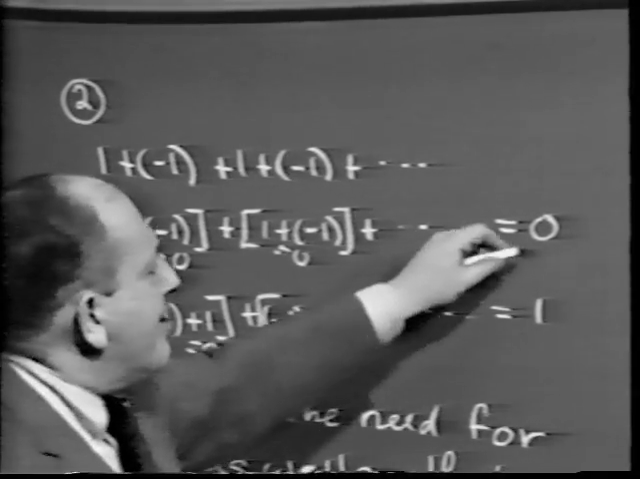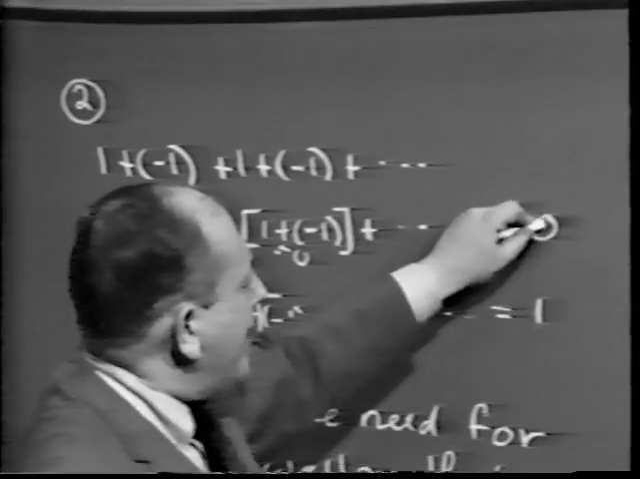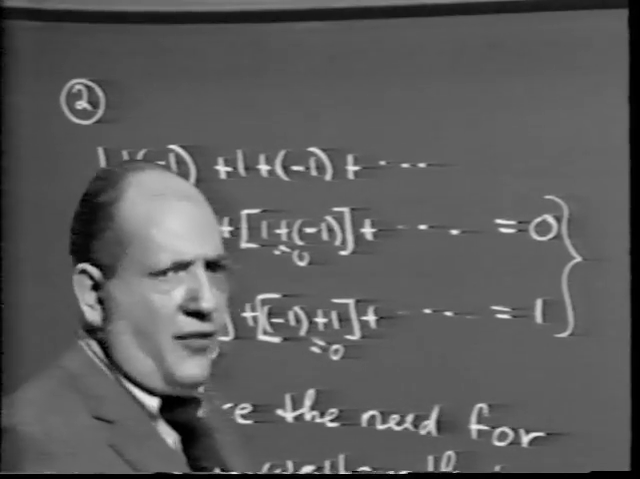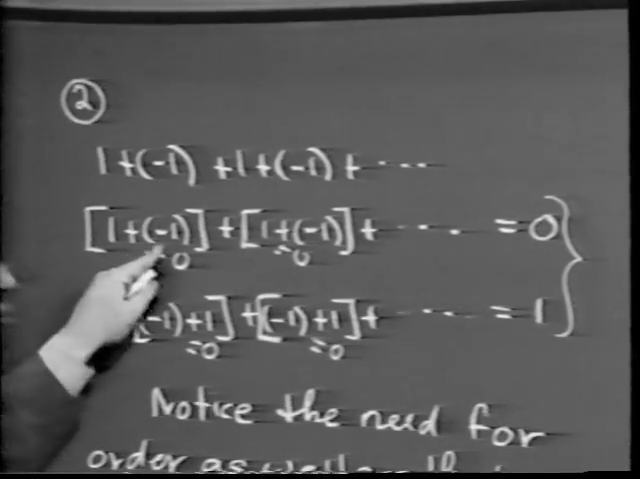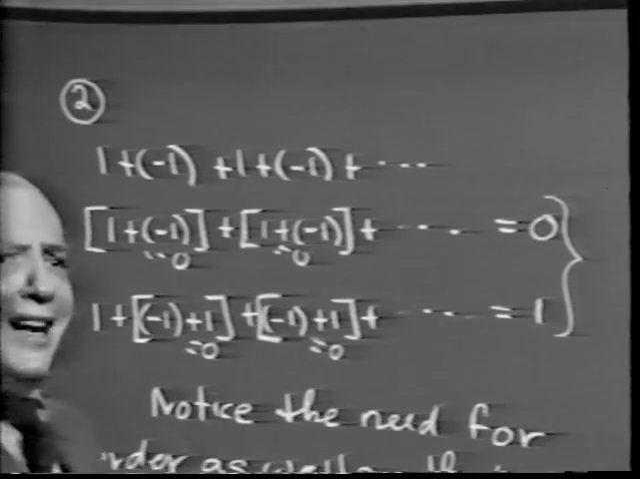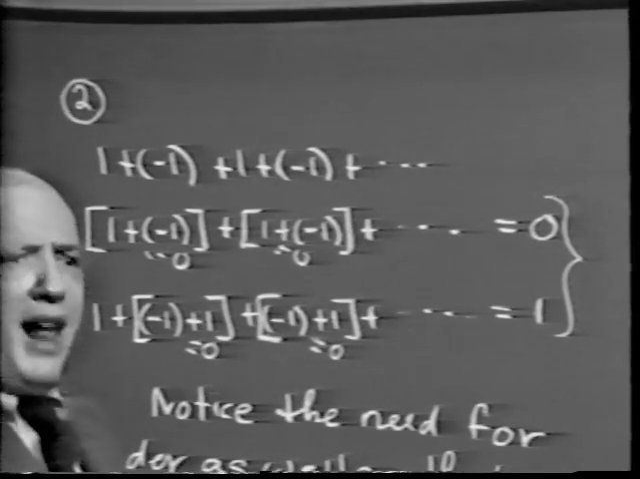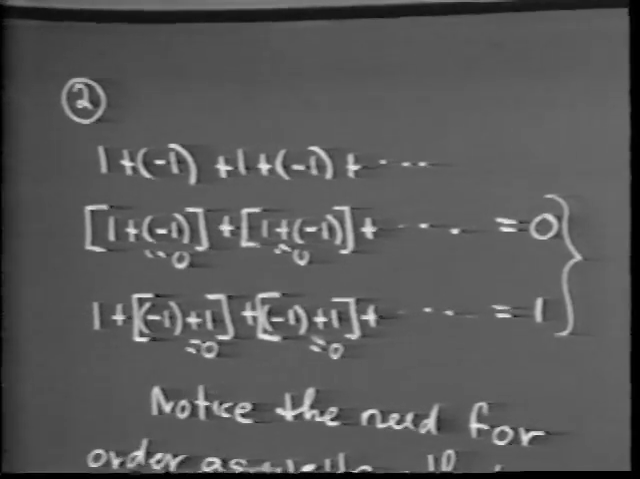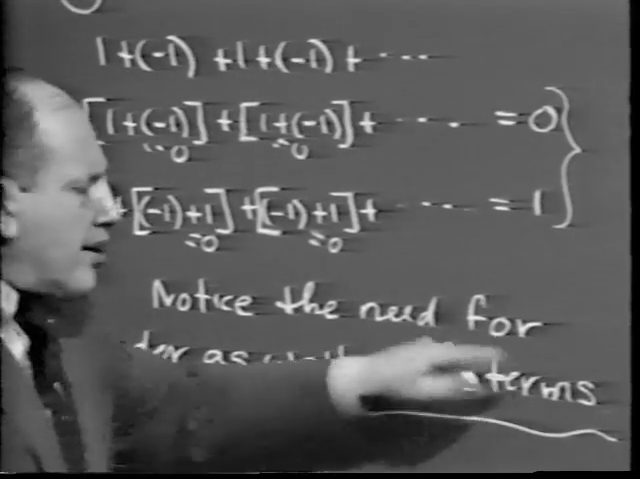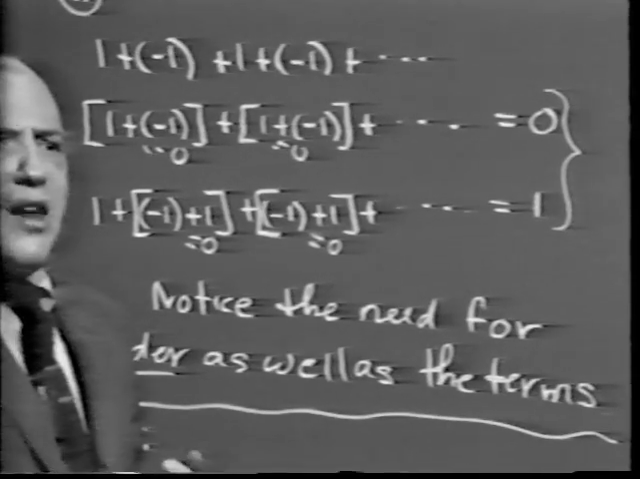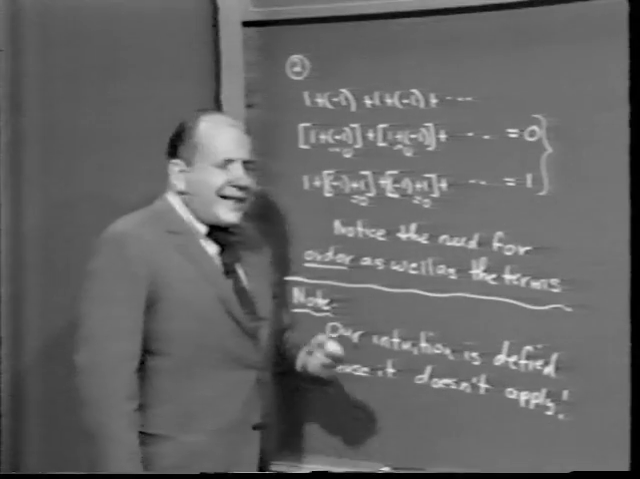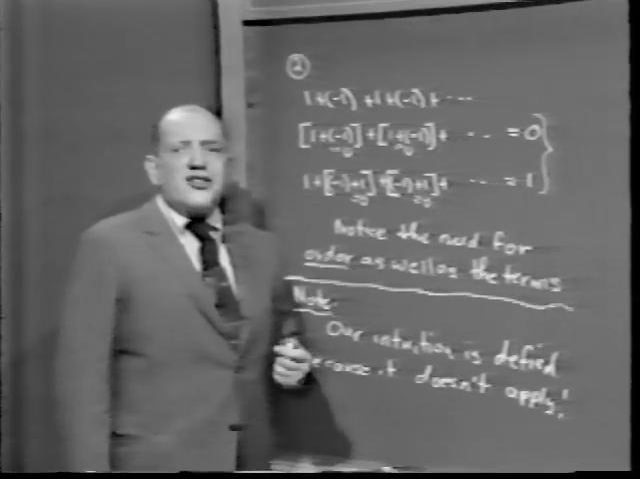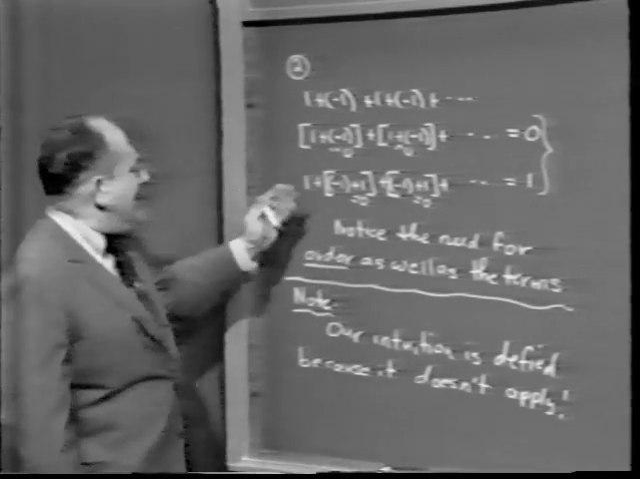Now, we're not going to argue that something is fishy here. We're not going to say, I wonder which is the right answer. What we have shown without fear of contradiction is that the answer you get when you add infinitely many terms does depend on how you group them, unlike the situation when you add finitely many terms. In other words, notice the need for order as well as the terms themselves when you have a sum of infinitely many terms. And the key point is, don't be upset when you find that your intuition is defied here. You say, this doesn't seem real to me.